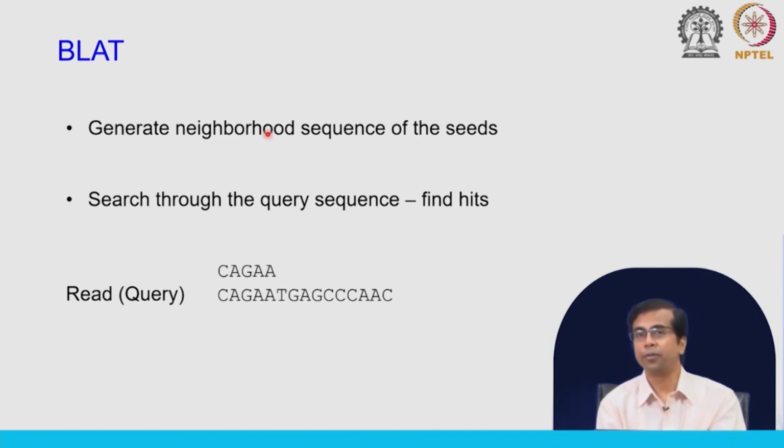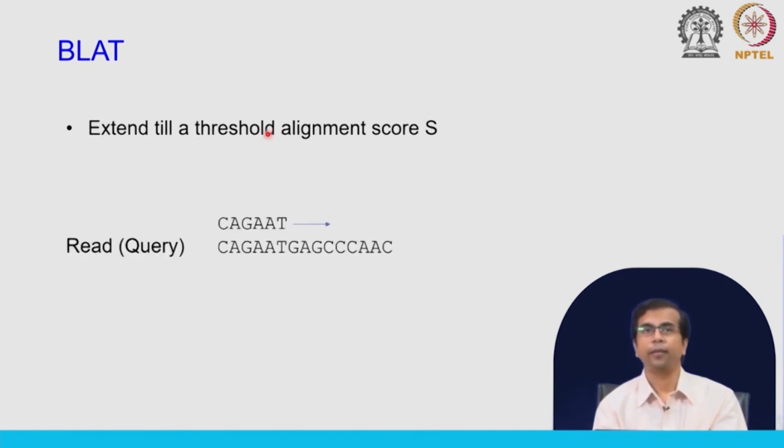So, you should find perfect matches, okay, and you do not have to apply dynamic programming or something else to actually find the number of mismatches, etc. Right. So, once you find this hit, you just extend again until a threshold alignment score S.